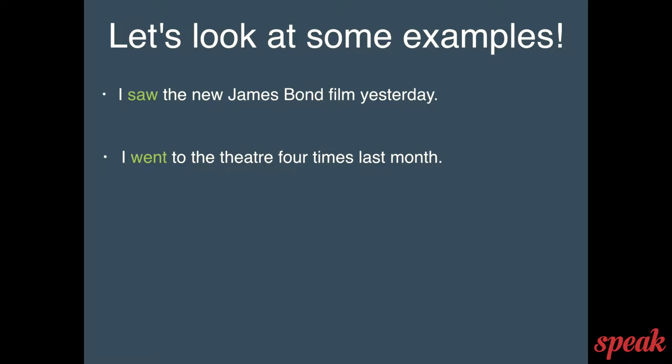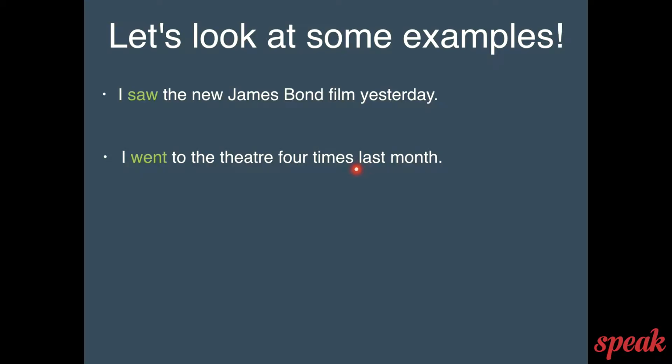In the second example, we have I went to the theatre 4 times last month. Here the verb is went, which is the past of the verb go. And we also have the time. Here the time is last month. If you look here, we also have 4 times. So 4 times is telling us how many times you went to the theatre last month.